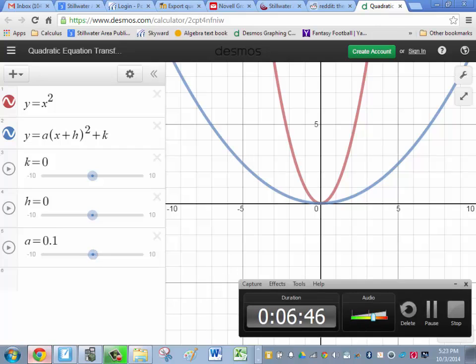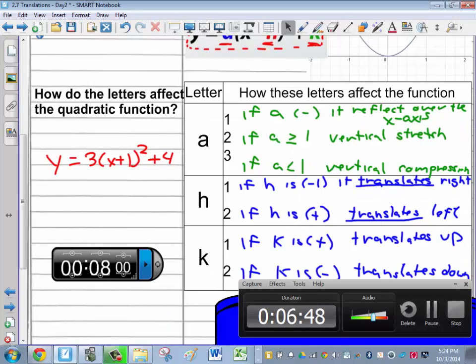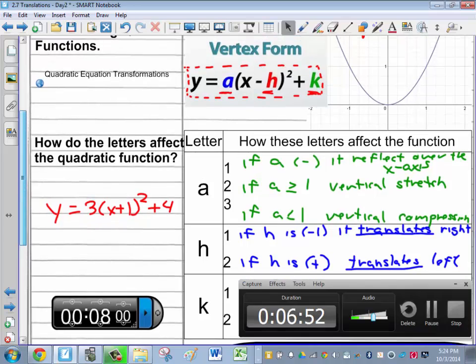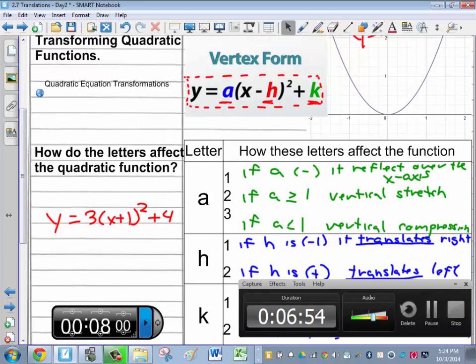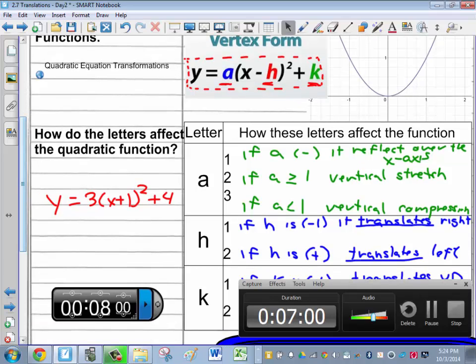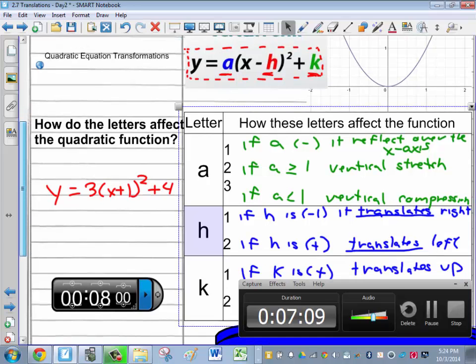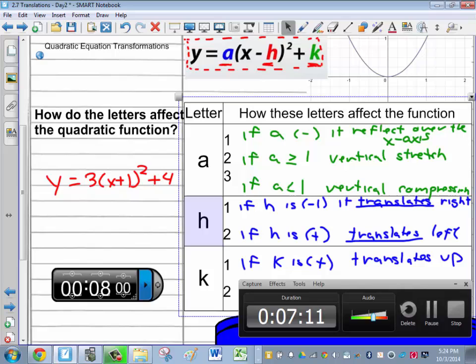Let's go back to our notes. So those are the 3 things that you can do to change this function around. You can change this A around and stretch it vertically or compress it vertically, or even flip it upside down. You can change this H around, and that changes it from moving left and right. And the K is up and down. That will affect it going up and down. Just remember, with the H, when it's negative, it goes to the right. When it's positive, it goes to the left.